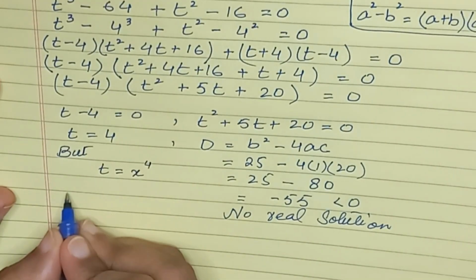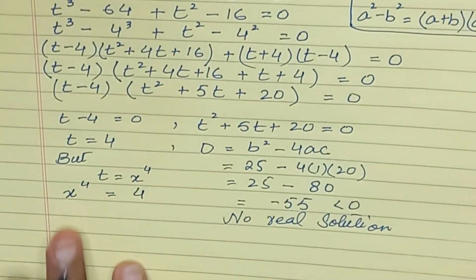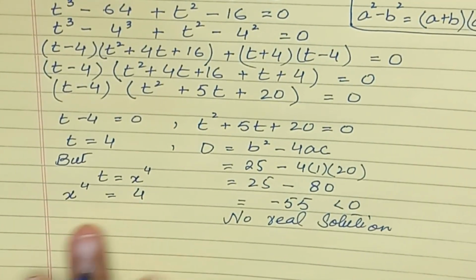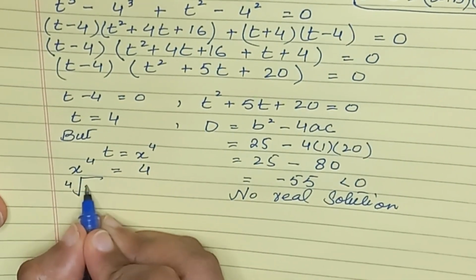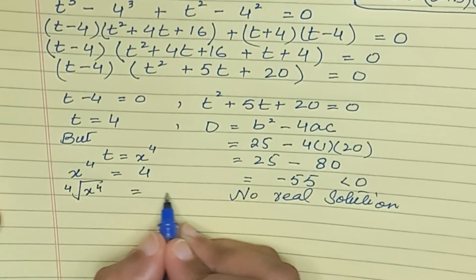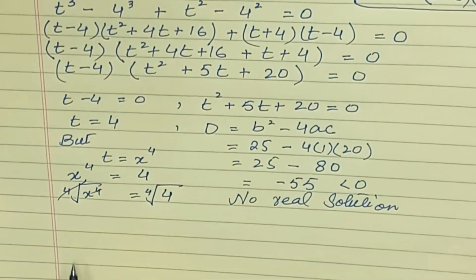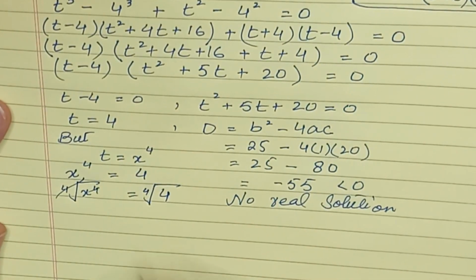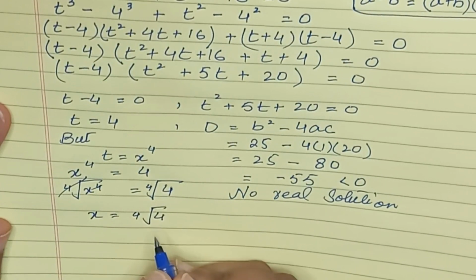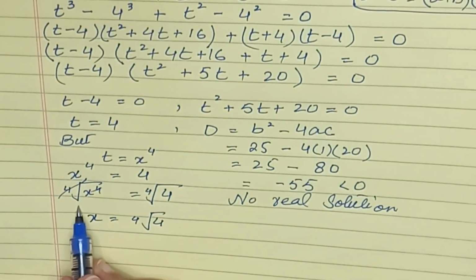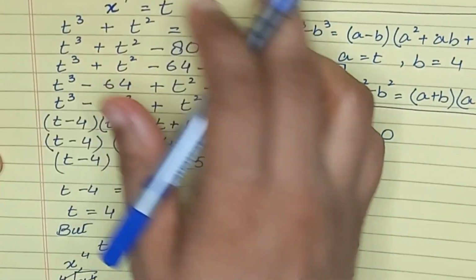So it will become x raised to the power 4 is equal to 4. So we will take the 4th root on both sides, so it will be cancelled out. The value of x is the 4th root of 4. Now we will check whether this value of x satisfies our given equation or not.